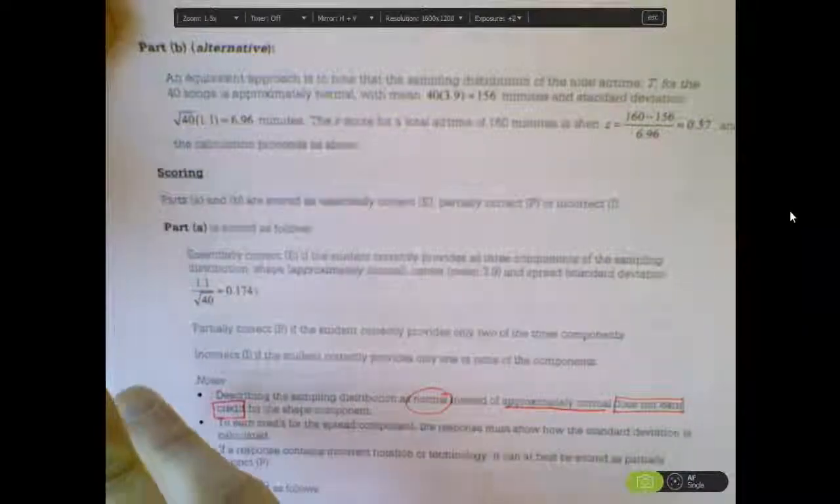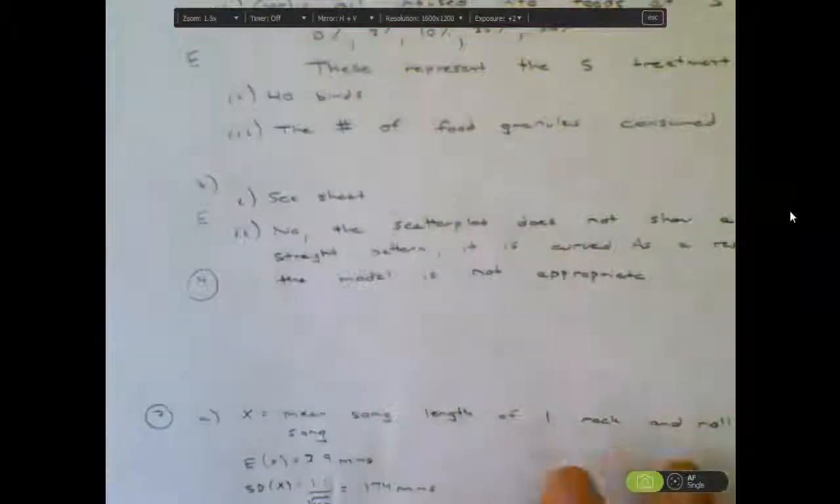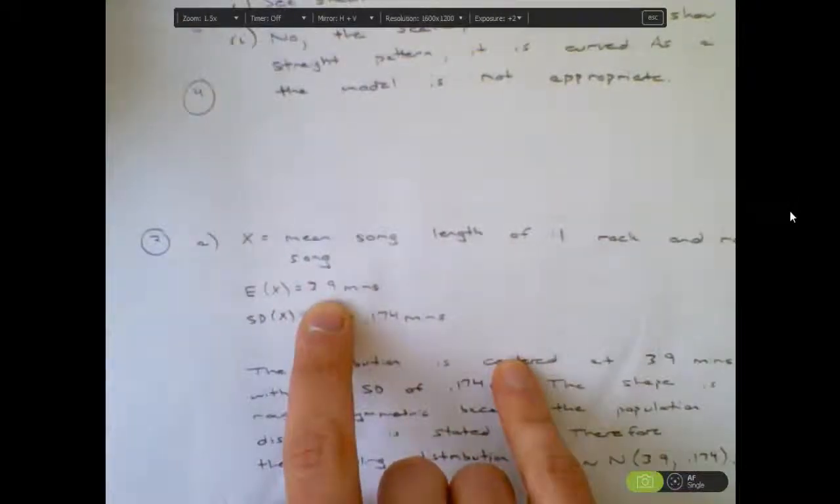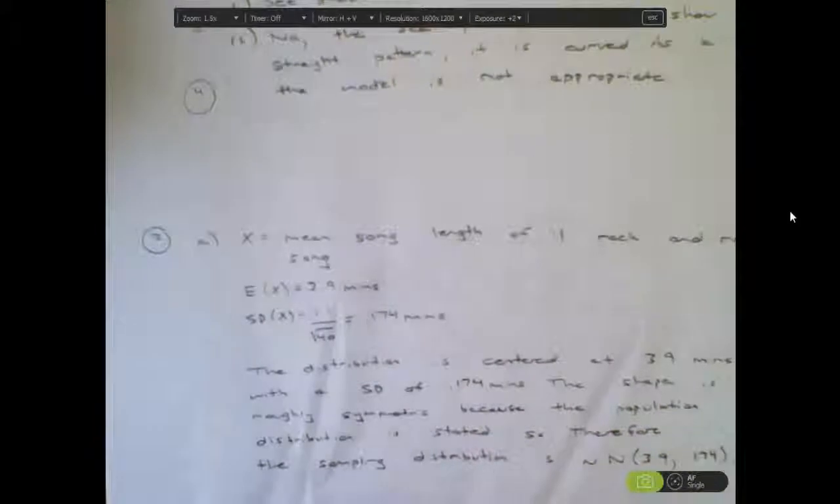Center, shape, and spread. There's no unusual features to talk about here. So you'll notice here, I just defined a random variable, the mean song length of one rock and roll song. So the expected value is 3.9. Standard deviation is going to be 1.1 over the square root of 40, 0.174 minutes. Minutes, this is quantitative data.